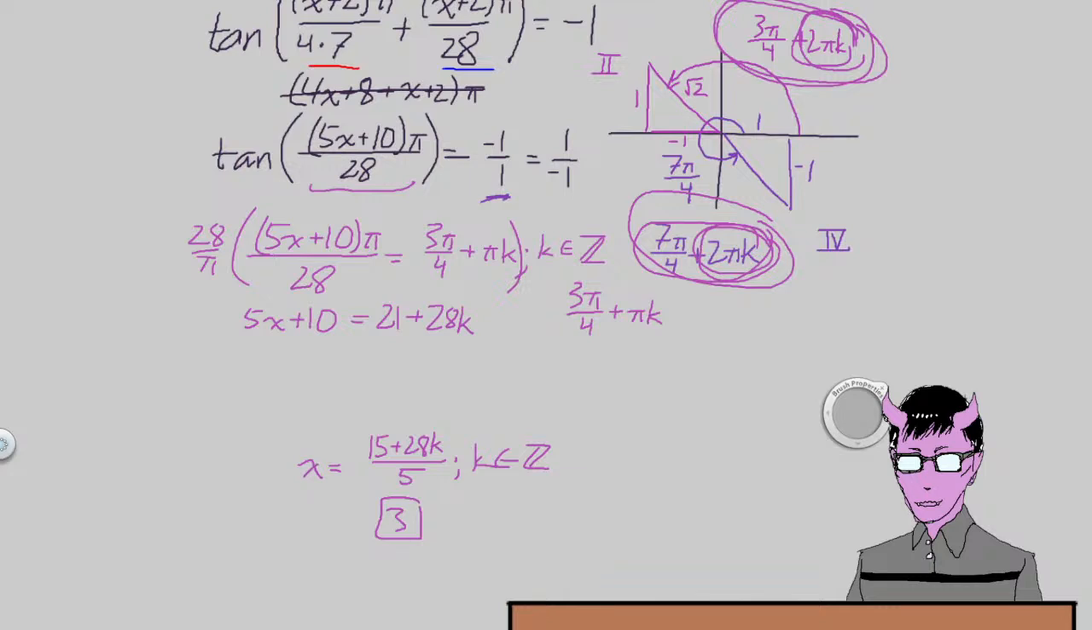If k is equal to 0, 0 works. It should work out. And then if k is equal to 1, we're going to get 43 over 5, which is 8.6. Which should be another answer, right? 8.6. But I'm just checking this on the calculator. Interesting.